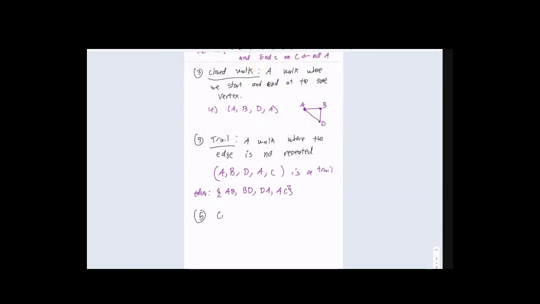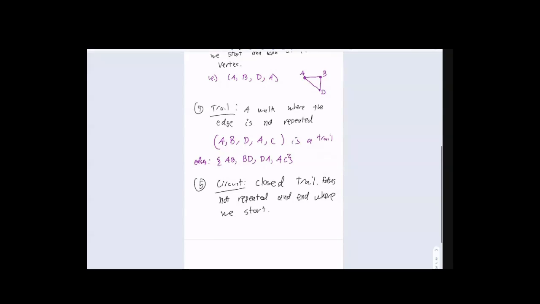Five, a circuit. A circuit is simply a closed trail. So edges not repeated, and end where we start.